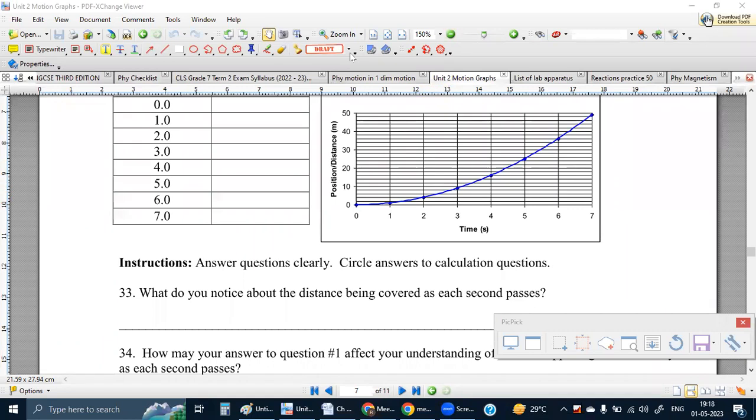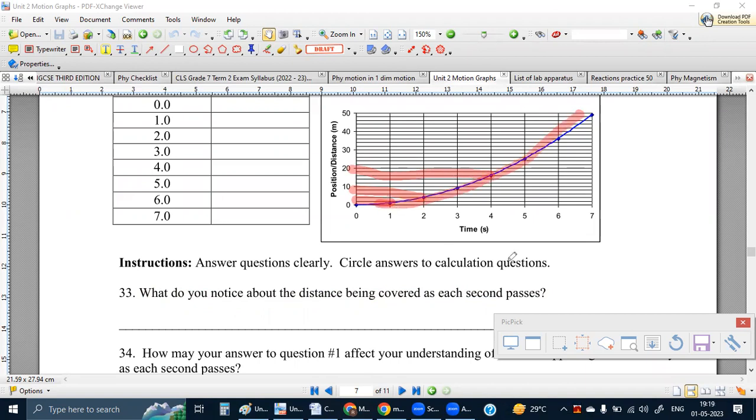Okay, now the question that we are reading is, what do you notice about the distance being covered as each second passes? Now see here, we can see in 1 second it has covered this much distance. In 2 seconds it has covered this much distance. In 3 seconds, 4 seconds it has covered this much distance. It means here, this graph is a curve, correct?